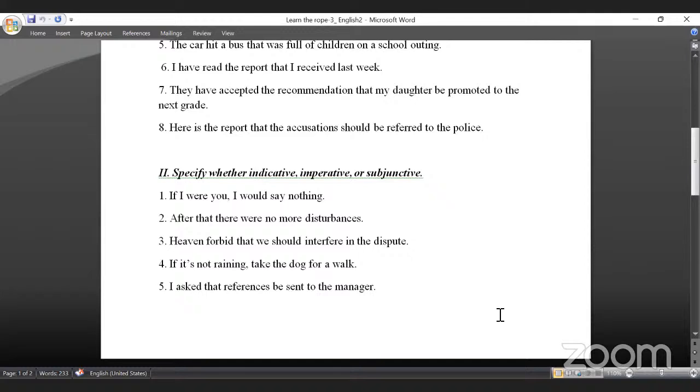Okay. If I say send the references to the manager, then what is the mood? Imperative. Send the references to the manager, I'm commanding, right? So that becomes imperative mode. If I say references should be sent to the manager, it becomes indicative mode. But this is something that I'm wishing for: I ask that the references be sent to the manager. This is subjunctive mode. Okay.